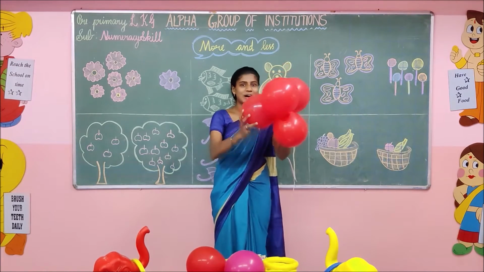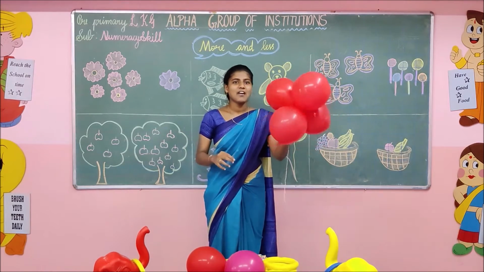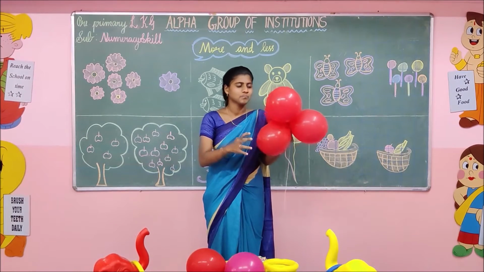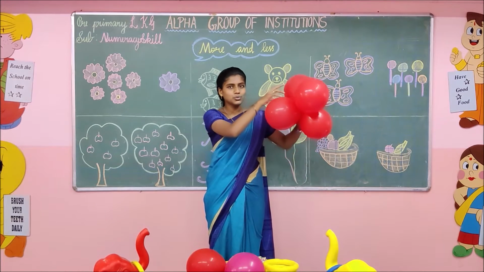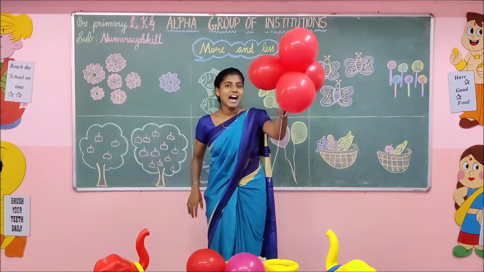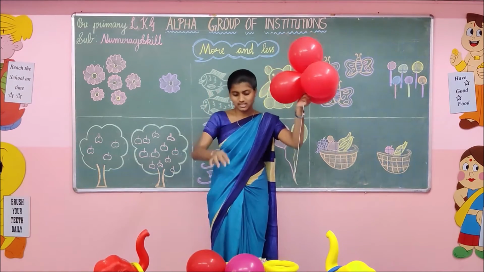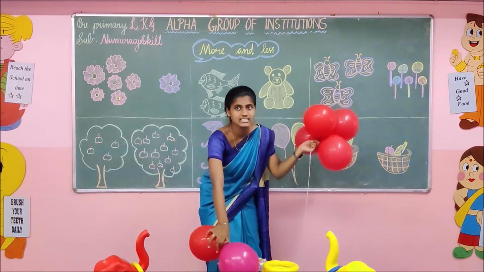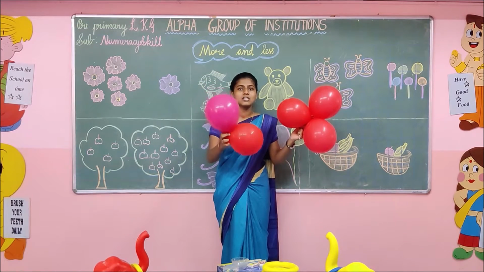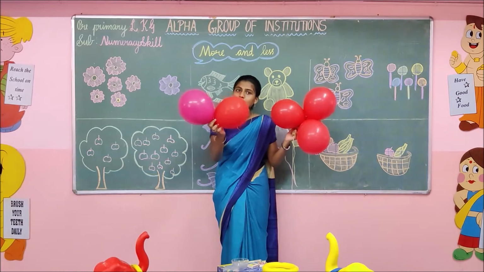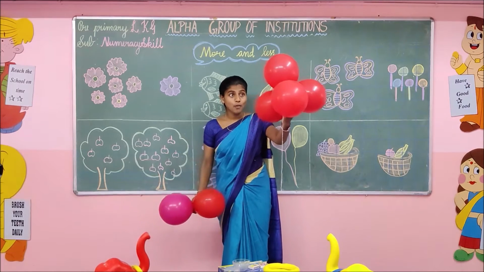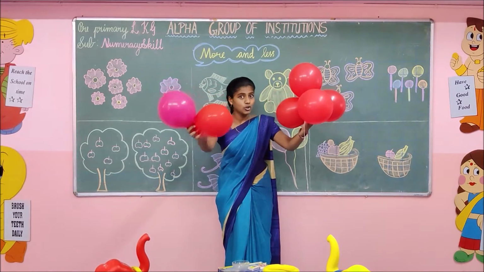Yes, I have balloons. Shall we count how many balloons are here? 1, 2, 3 and 4. See here, I have 4 balloons. Next I am going to take another set. See here, shall we count how many balloons are here? Okay, 1 pink balloon and 1 red balloon. We have 2 balloons. See here, we have 4 balloons here and we have 2 balloons here.